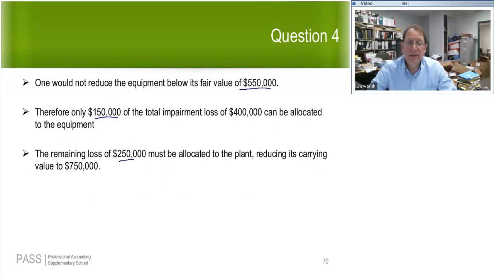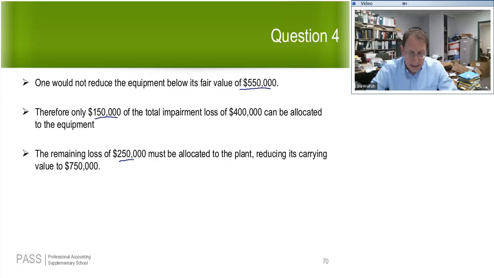You only have to test the CGU every year if there's goodwill in the CGU and you don't meet the exception. If there's no goodwill, I do not have to test it every year. Under IFRS, I have to look for indications of impairment. So number 1 is false.